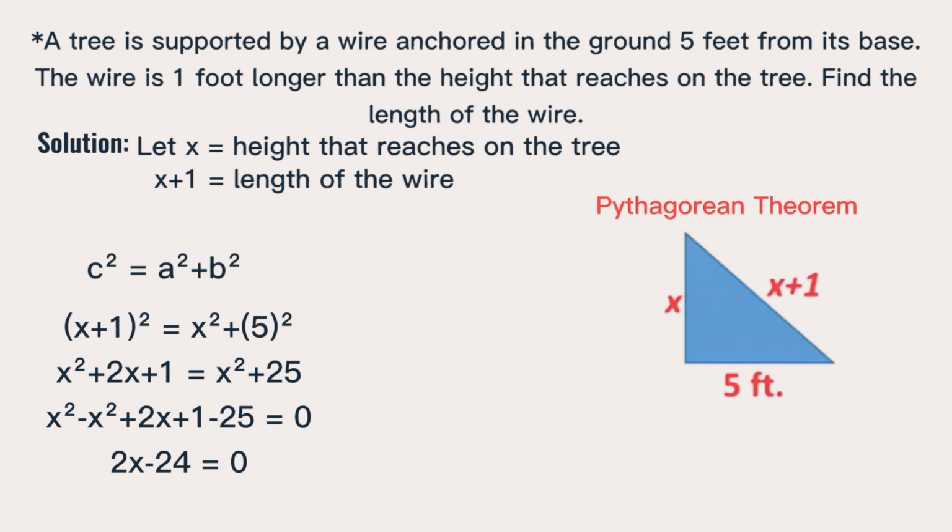X squared plus 2x plus 1 is equals to x squared plus 25. Then let's make it to the standard form. X squared minus x squared plus 2x plus 1 minus 25 is equals to 0. Then cancel out the x squared. Then ang natira na lang is 2x minus 24 is equals to 0.